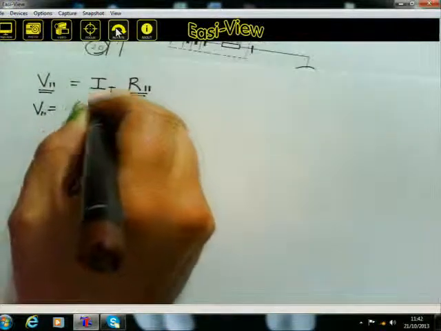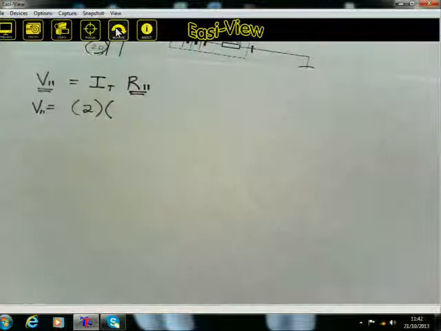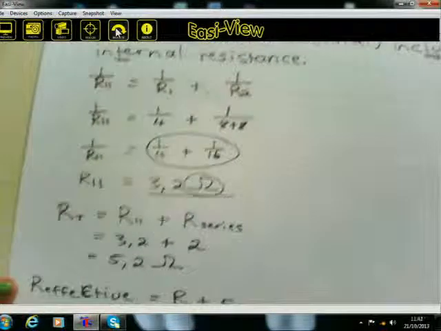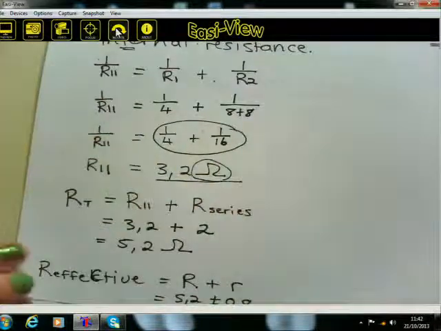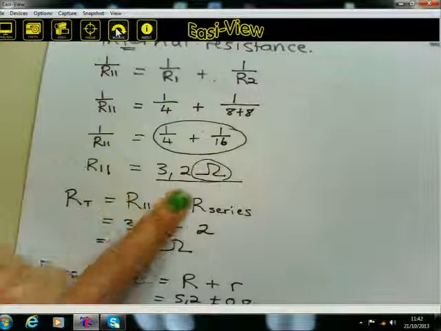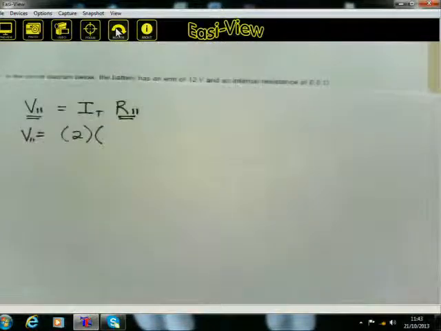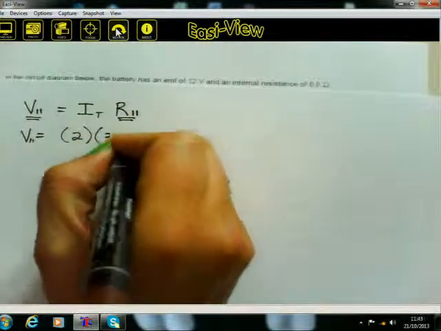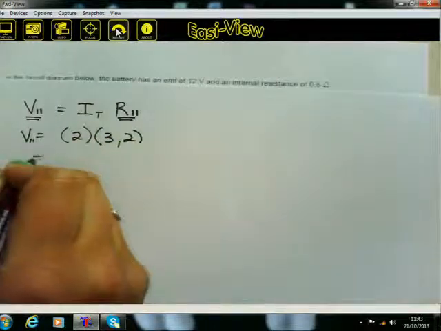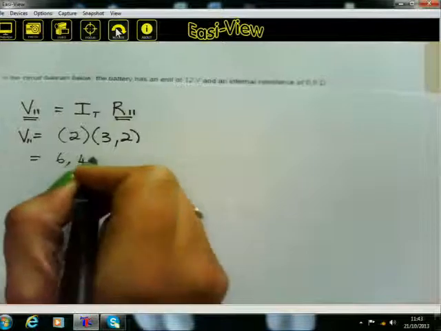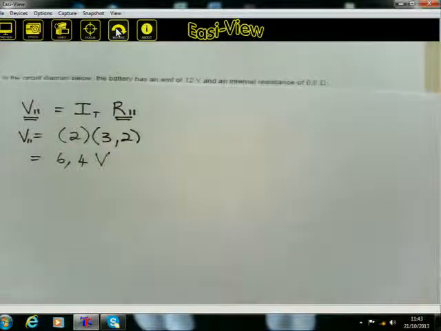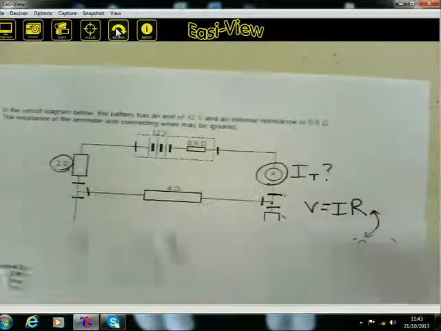So we're going to substitute 2 into I. We already know R parallel because we calculated that in the previous one on our way to the effective total resistance. So R parallel is 3.2, and we are going to substitute that into R parallel, 3.2, and if we multiply those two, you get 6.4 volts. But now here's the tricky part.